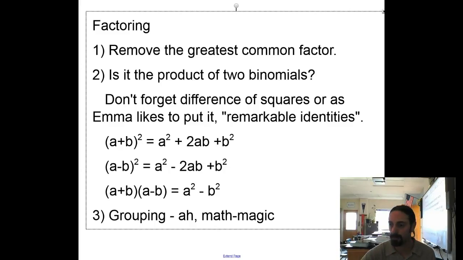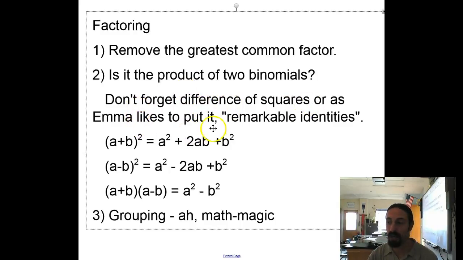Okay, so here's the big deal. Factoring. The rules for factoring polynomials are the same for factoring quadratics. Step number 1, remove the greatest common factor. If you have a negative as a leading coefficient, you might want to divide everything by negative 1 right off the bat. 2, is it the product of two binomials? Is there anything that you just recognize right off the bat as, oh, wait a minute, I can do something about this? Don't forget the difference of squares.